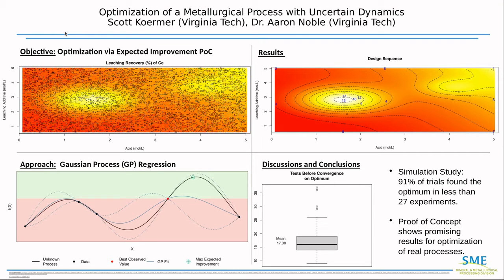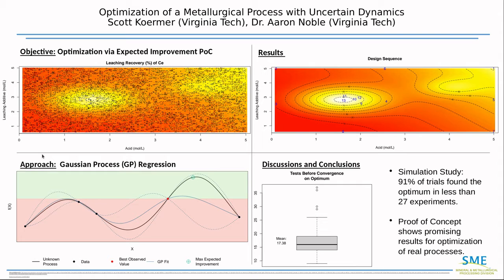I'm a PhD student at Virginia Tech, and today I'm going to discuss with you how we would find the optimum of a metallurgical process where we don't quite understand the dynamics of the process. So here we have a simulated leaching recovery response surface of cerium from a particular ore. Inputs to the simulation include the acid molarity while leaching as well as the molarity of a leaching additive. And we want to find the optimum of this process, which is here, but we don't quite understand the dynamics. So how would we do that?